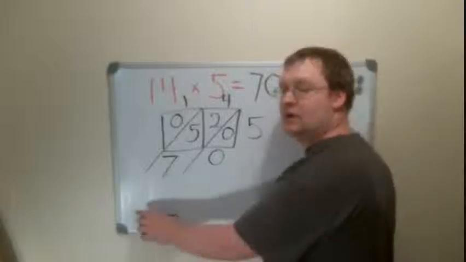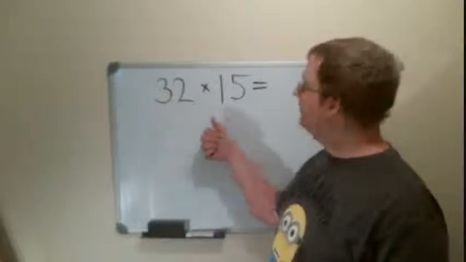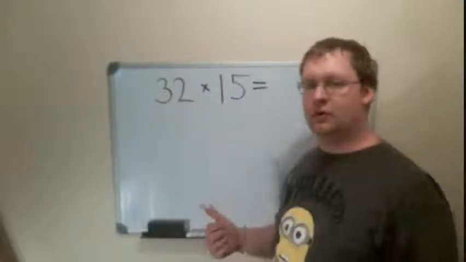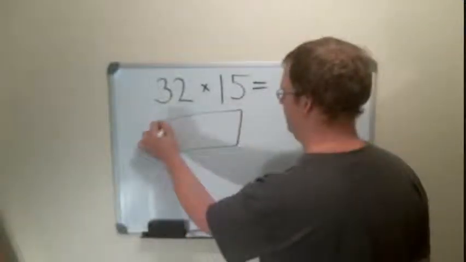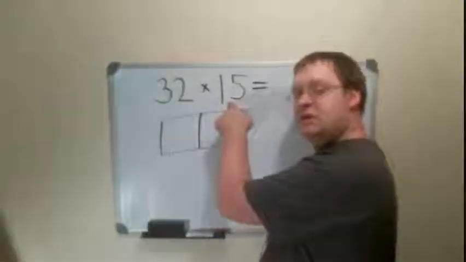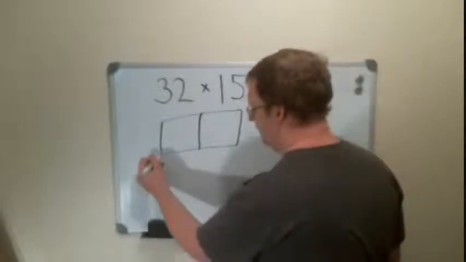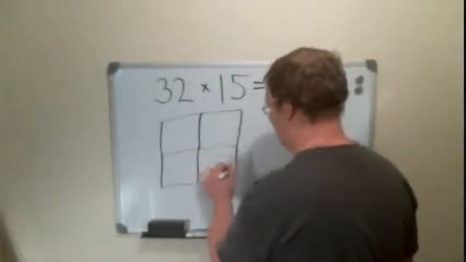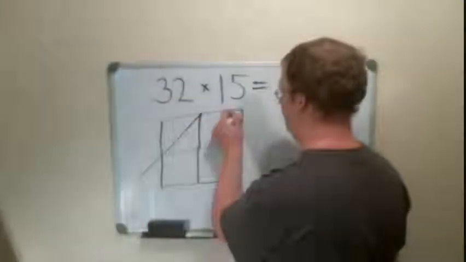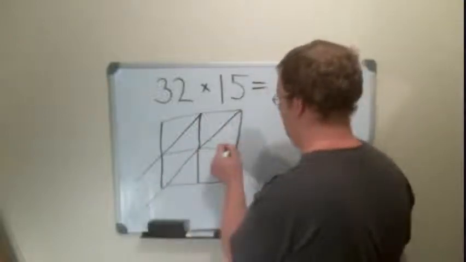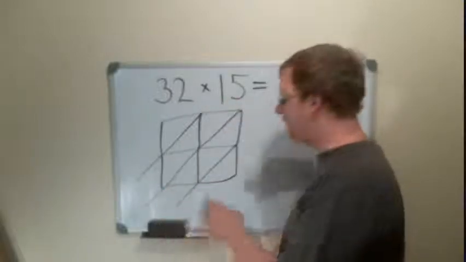And this works with much larger numbers as well. Alright, let's look at a different set of numbers. We've got 32 times 15. So, following the same principle as before, 32 needs 2 boxes. And since we have 2 digits in this place, we're going to need 2 boxes vertically as well. So let's go ahead and draw those. And then draw our diagonal lines. See how the diagonal lines flow through each box the same regardless of where they are?